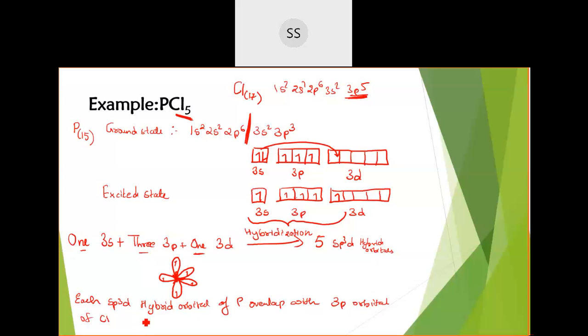Okay, all this overlapping will take place, because I've told you hybrid orbitals form the bond, and they form a sigma bond with chlorine, to form 5 phosphorus chlorine sigma bonds. Okay, phosphorus chlorine sigma bonds. So this will be formed. So once this overlapping is over, then you have to show that bond formation with phosphorus and the chlorine.